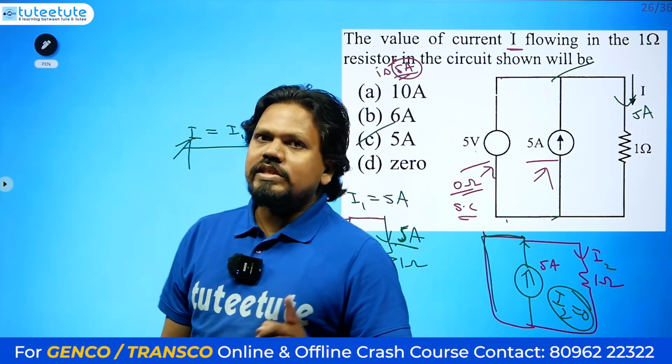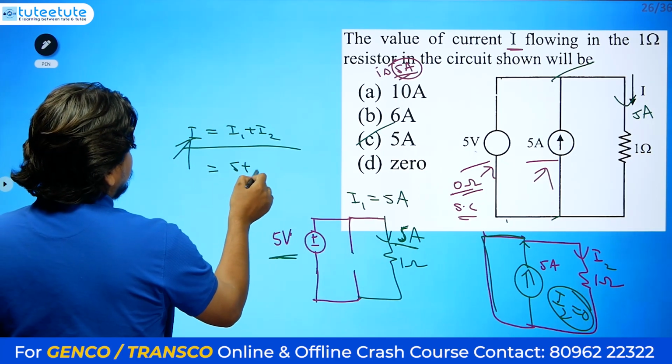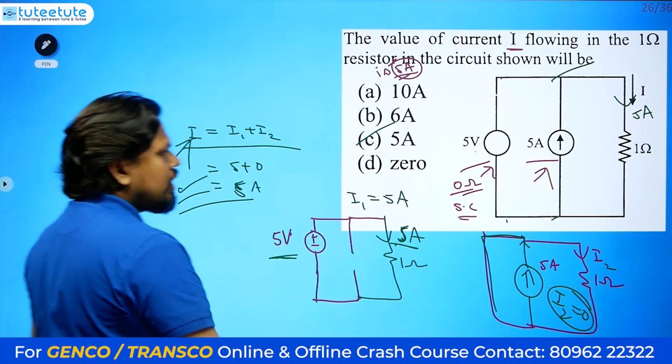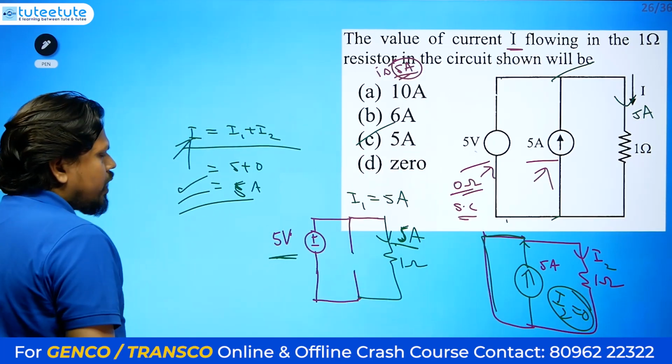For the voltage and currents only it will be suitable. So I equals 5 plus 0 equals 5 amperes. So this is the answer directly. We know already, 5 amperes. So this is the correct answer. Here one more point we also need to get.